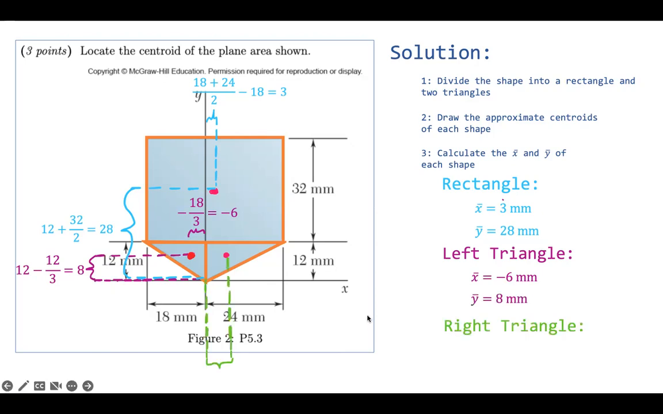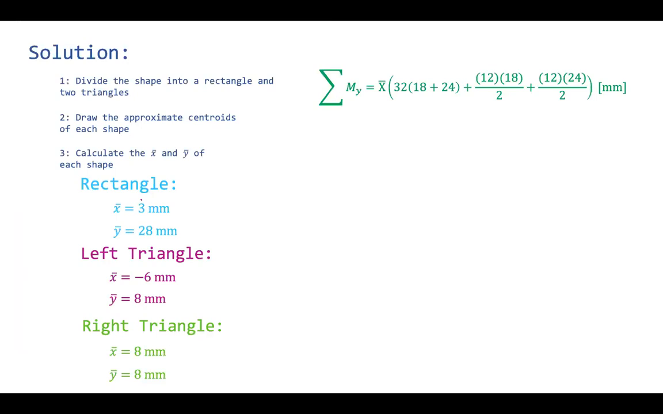For the right triangle over here, that distance is equal to 24 divided by 3, which is 8 millimeters. For the vertical distance, that distance is equal to 12 minus 12 over 3, which is equal to 8 millimeters. So basically, this was our solution. So now we can plug in all the given values.